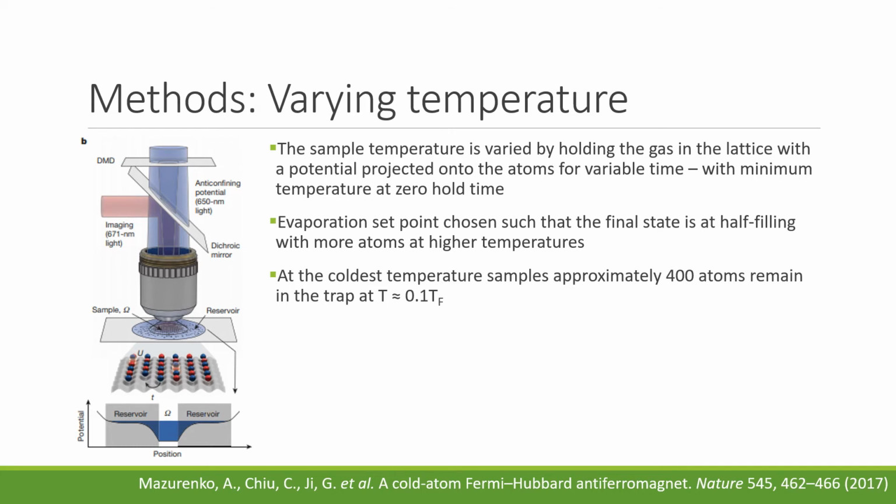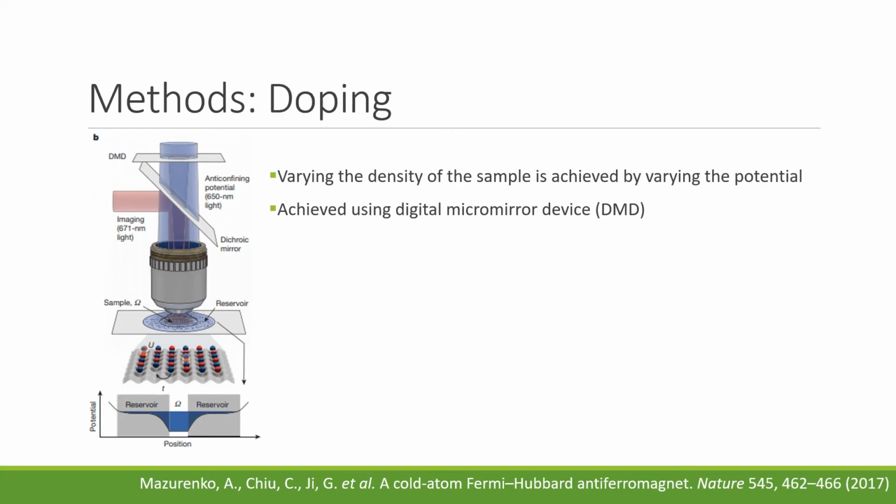The second part of the investigation was to keep the atoms at constant temperature, but to change the density of the system by hole doping. The density of the sample is varied by varying the potential that's being projected onto them. The blue light potential that they're being subjected to is both controlled by and projected onto the atoms using what's called a digital micromirror device. So that's what they use to hold over the system.